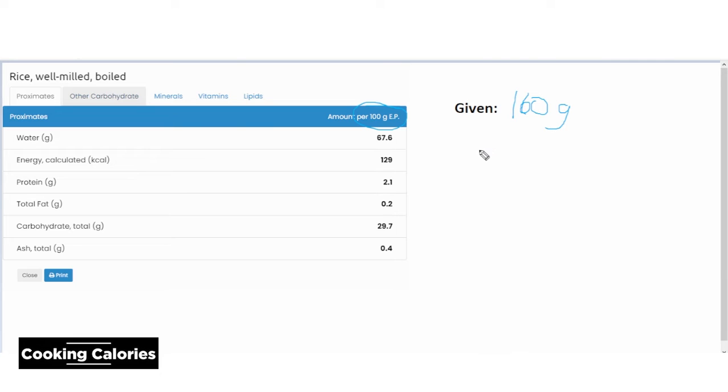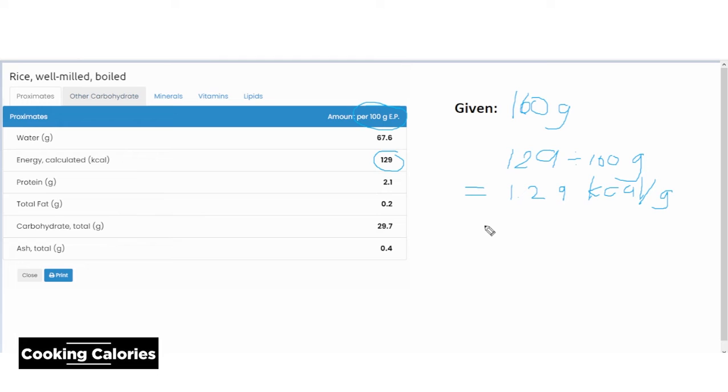So now using the FCT, these are the values of rice per 100 grams. Let's say for example, the energy, which is 129 kilocalories per 100 grams. What we will do is divide 129 kilocalories by 100 grams to get the value per gram. 129 divided by 100 equals 1.29 kilocalories per gram.